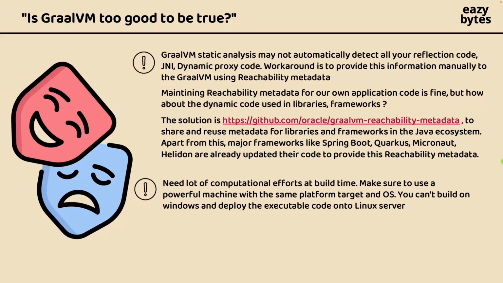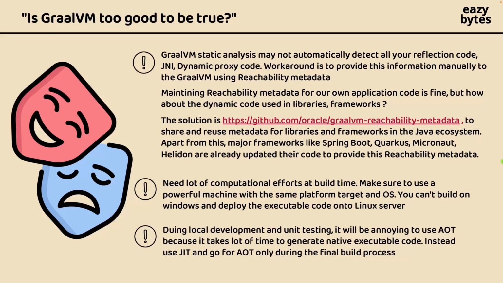And the last limitation is during local development and unit testing, it will be very annoying to use the GraalVM JDK, because for every build, you have to wait 10 minutes or 15 minutes based upon your laptop. So that's why the GraalVM team recommends using normal JIT compilation during your local development and unit testing, and go for the AOT compilation only during the final build process or inside your build servers.